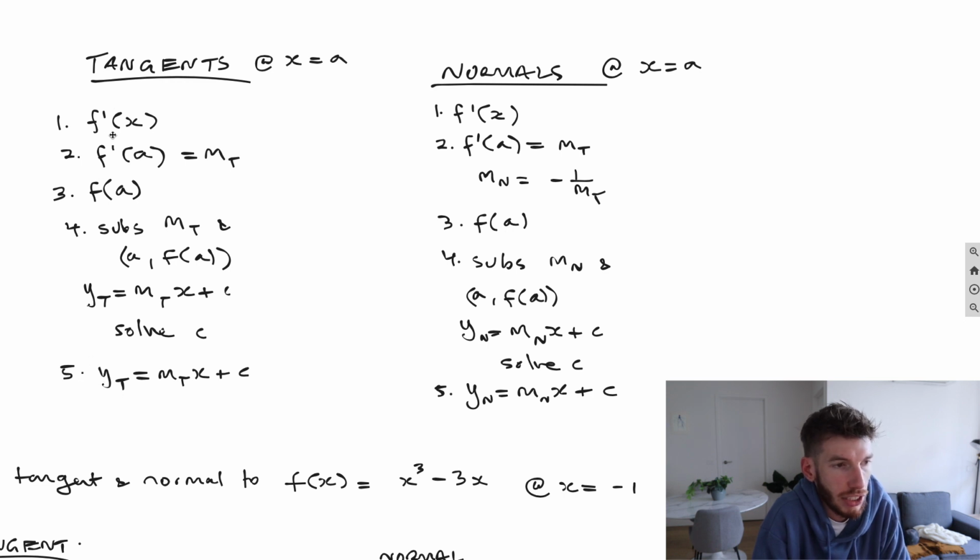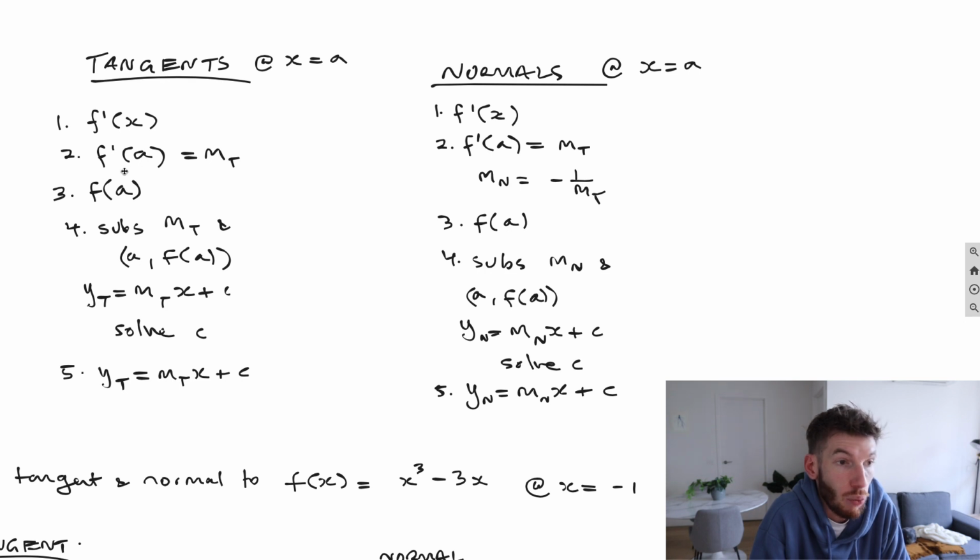So for tangents, we first have to find the derivative. We then sub in the x value. I'm just going to call that a in general terms, to get the gradient. So remember that the derivative calculates gradients over x. So when you sub in an x value, you'll actually be calculating the gradient of the original function f of x. And so now we've got the gradient of the tangent, we'll call that mt.